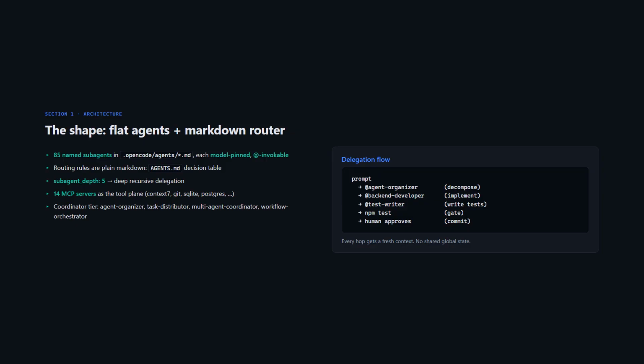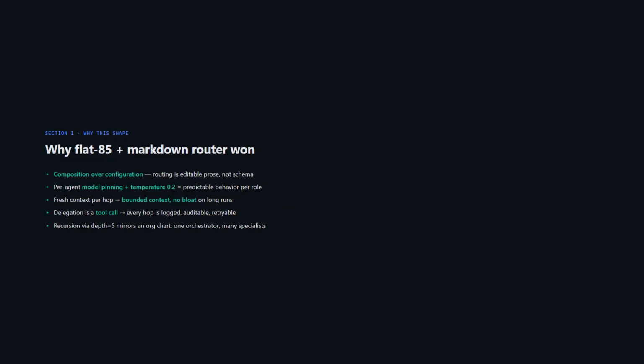The flow you will watch today: a human prompt goes to agent organizer, which decomposes the task and delegates to backend developer and test writer. The work lands on disk, a test suite runs as the gate, and only then does a human approve the commit. Every hop in that chain starts with a fresh context.